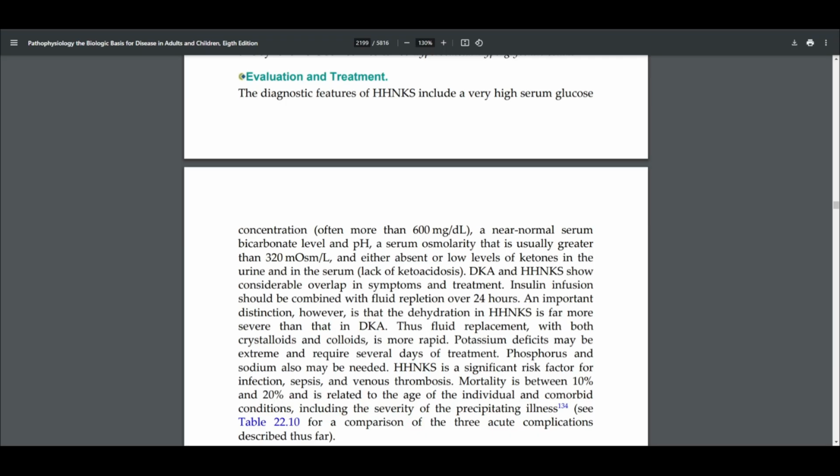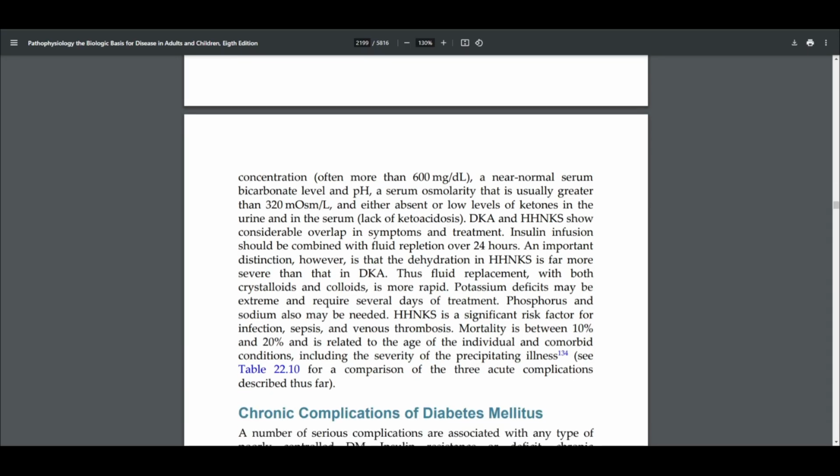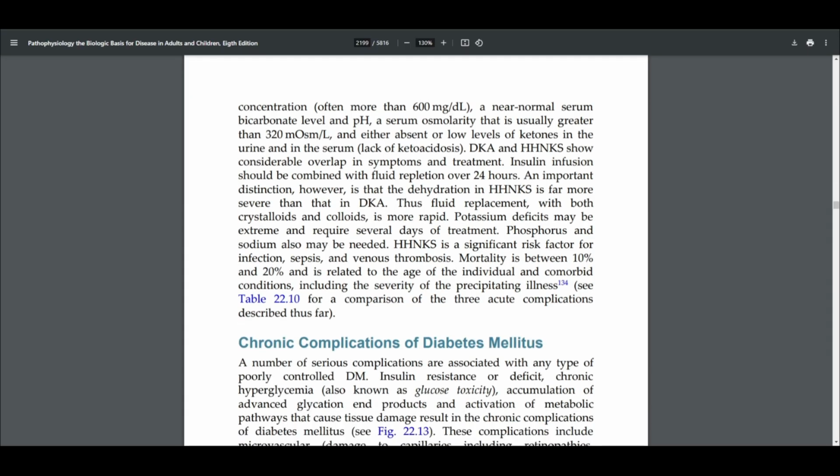Treatment and evaluation. Your diagnostic features of HHNS include a very high serum glucose concentration, often more than 600, a near normal serum bicarb level and pH, a serum osmolarity that is usually greater than 320 mOsm per liter, and either absent or low levels of ketones in the urine and in the serum. DKA and HHNS show considerable overlap in symptoms and treatment.